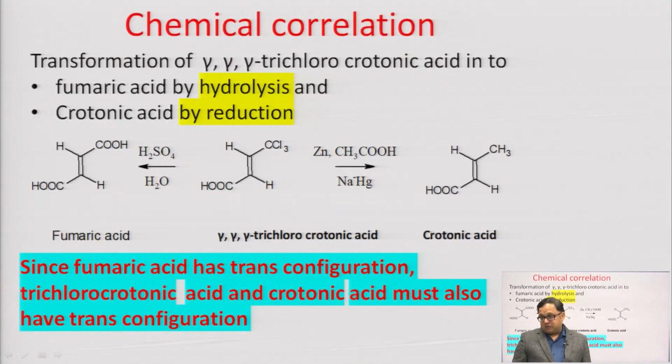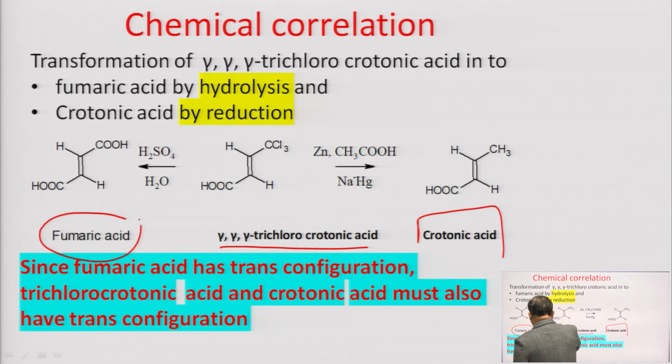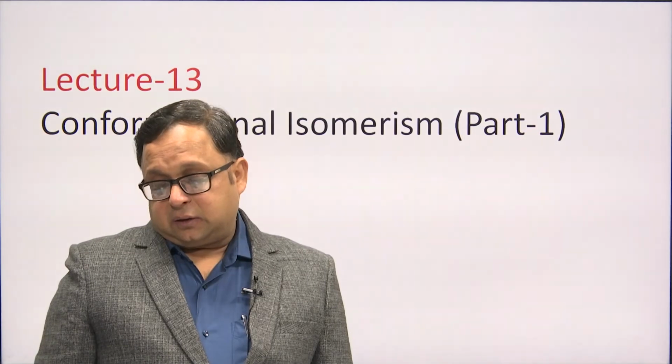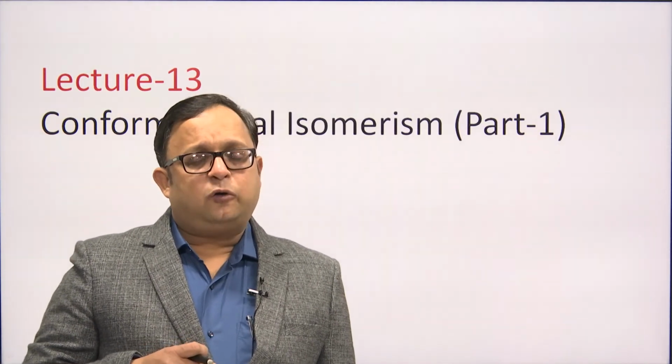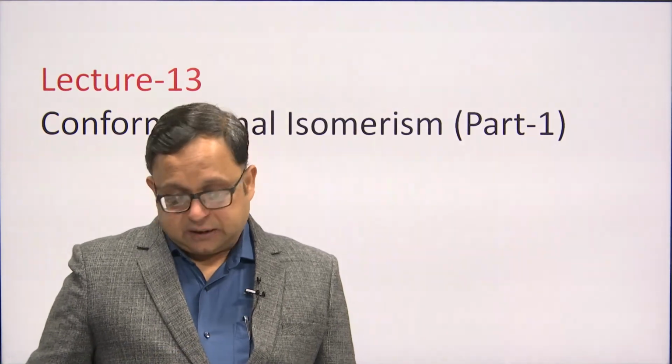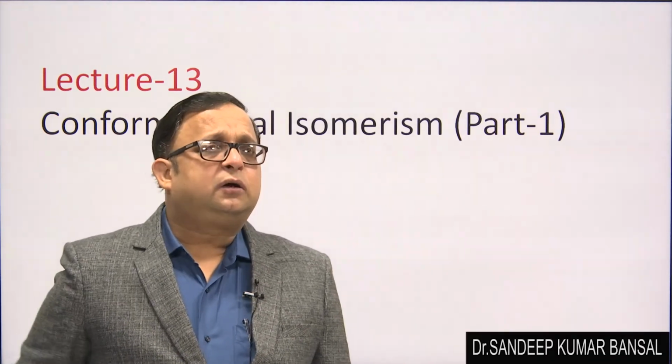And chemical correlation is a non-destructive method. With the help of convergence, since trichloroacetic acid, crotonic acid is converted into crotonic acid and fumaric acid. So, with the help of the configuration of crotonic acid, we can correlate its structure with fumaric acid. Since crotonic acid has trans orientation, fumaric acid must have the trans orientation. My dear students, I hope you have understood how we can utilize physical and chemical methods for assigning the configuration of the geometrical isomers.